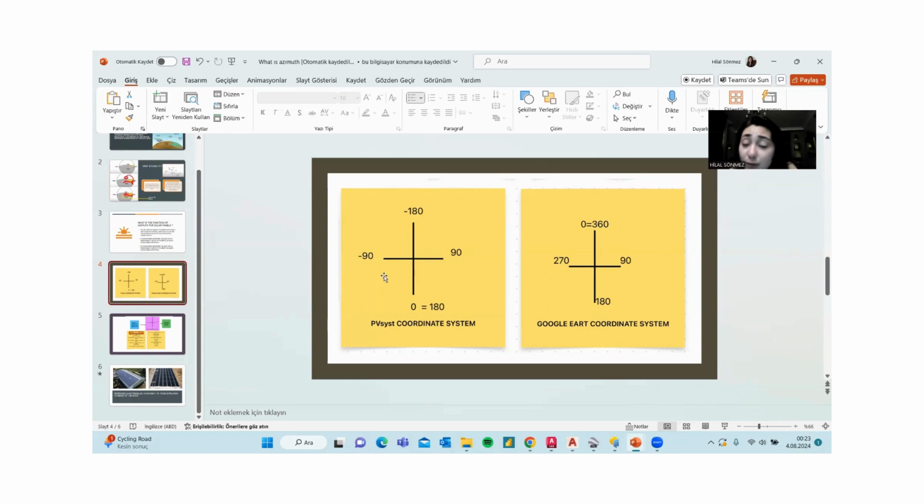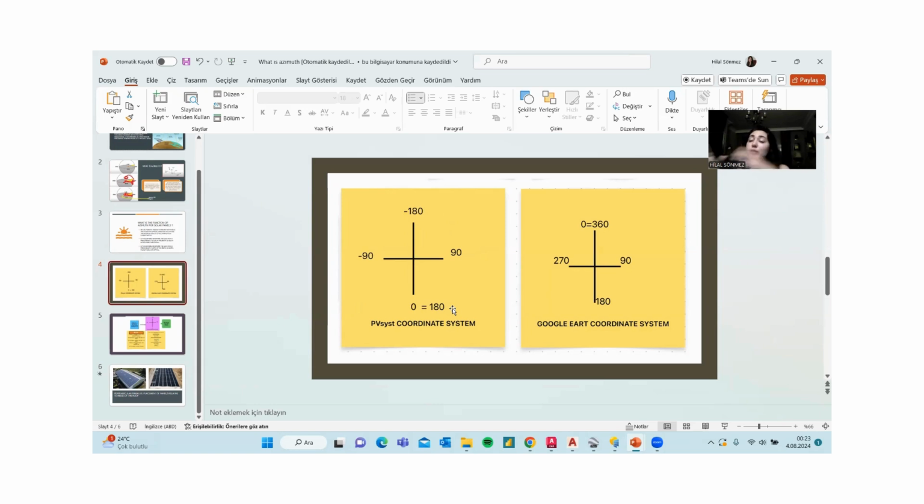But when we come to the Pvsyst coordinate system, it starts from 0, or in another way, from minus 180 degrees, and it completes itself at 180 degrees. I mean, it does not complete itself at 360 degrees like in Google Earth. So there is a conflict within that coordinate system.